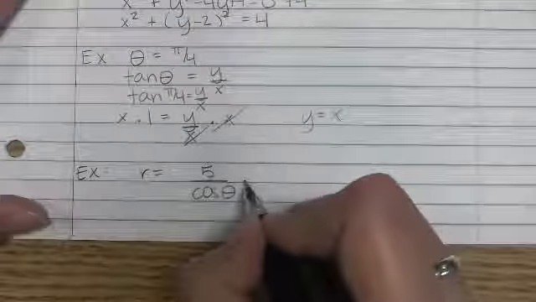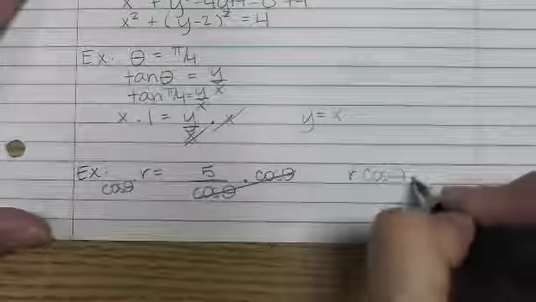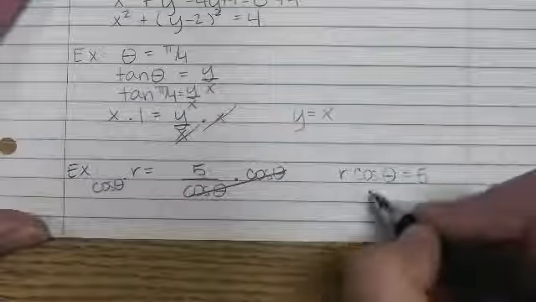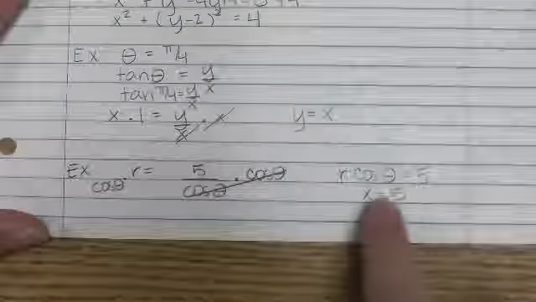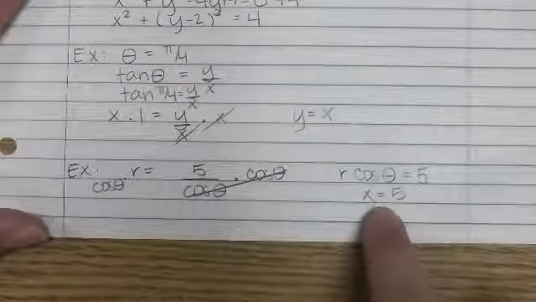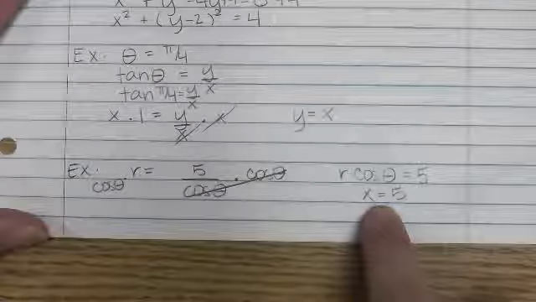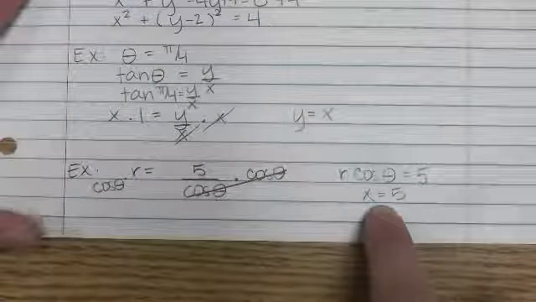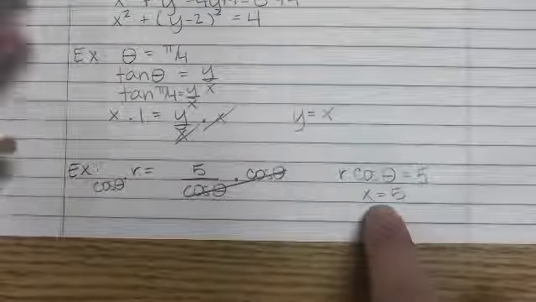So what I'm going to do is I'm just going to try to get rid of this fraction. So I'm going to multiply by cos theta, and the reason that I did that is because now I have r cos theta equals 5. And I know that r cos theta is just x. x equals 5. So if you think about this, this is actually also a linear equation. This is a vertical line. So it's a vertical line that goes through 5. So we're done.